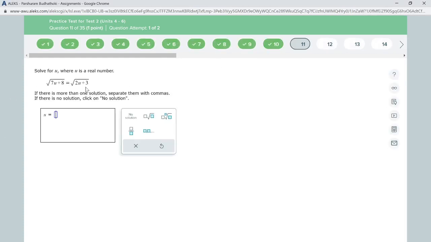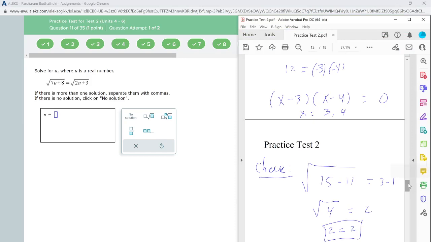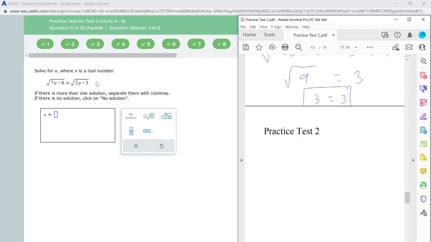Whenever you see the radical sign on both sides, first of all, isolate one of the radical terms on one side, but both of them are already isolated. So we are just going to take the power which is equal to the index of this radical, which in this case is a square. So if you square both sides, this is what you are going to get.